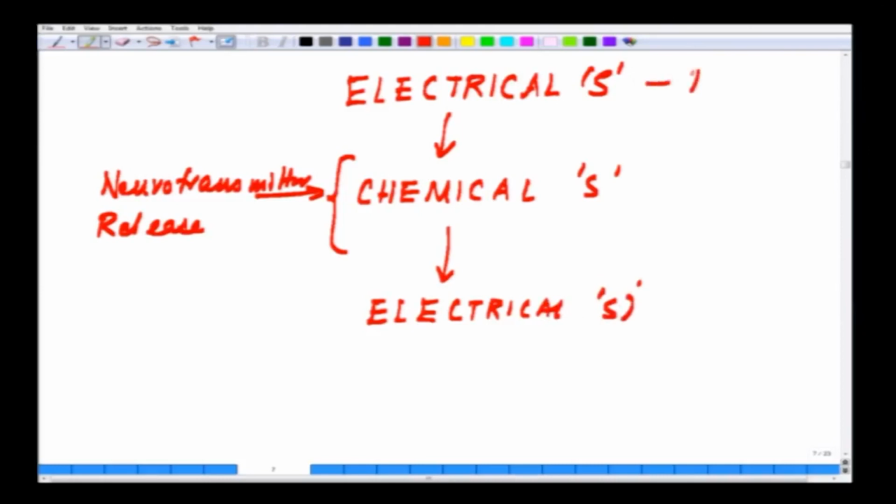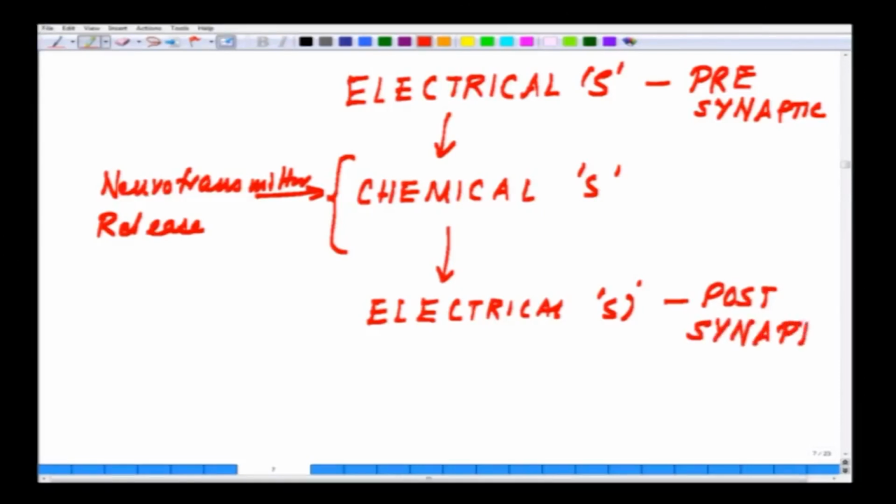And this is in the presynaptic, and this is in the postsynaptic, and this is the diffusion from presynaptic via the synaptic cleft to the postsynaptic. Fine. Does it make sense?